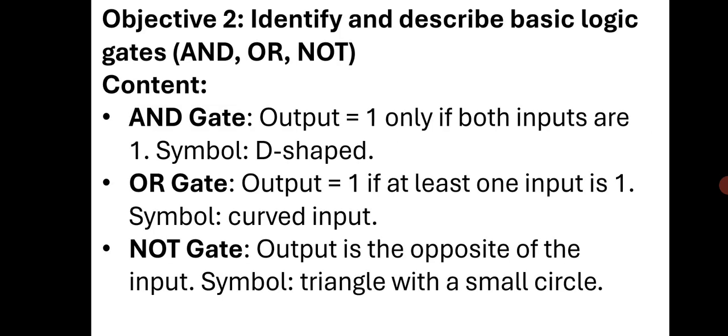All right, so we have three types of gates that we are going to talk about. We are going to discuss AND, OR, and NOT gates. What are these things, in case you're wondering? An AND gate is a switch in which the output is equal to 1 if and only if both inputs are equal to 1.